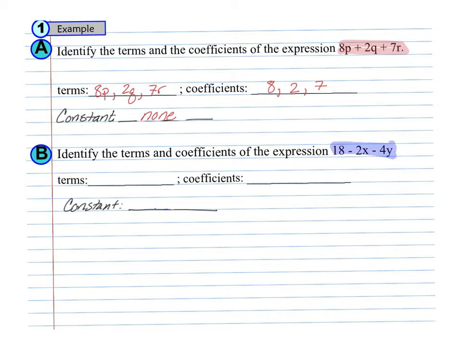This is my next expression. And this one says, identify the terms. Again, the terms, remember, are separated by a plus and or minus sign. So we have 18, negative 2x, and negative 4y. Our coefficients are the number in front of your variable. So since 18 doesn't have a letter, that's going to be our constant. That means our coefficients are going to be 2 and negative 4. The coefficient is just the number in front of the letter.